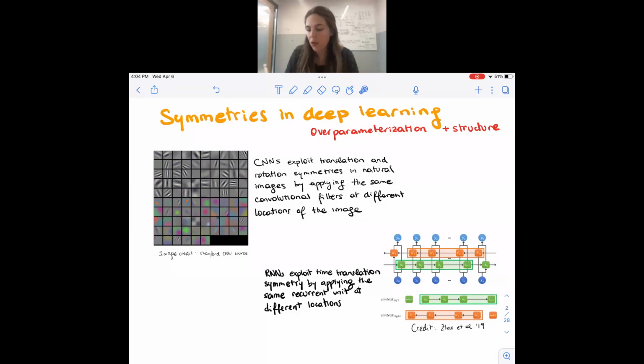So for instance, convolutional neural networks are said to exploit certain symmetries that exist in natural images. By applying the same filters in different patches of the image, you obtain some form of inexact approximate symmetry that then is exploited. For instance, recurrent neural networks exploit some sort of time translation symmetry in text by applying the same recurrent units at different locations of the text. And so that's one form of thinking about what structure we are using and whether we are exploiting certain symmetries.